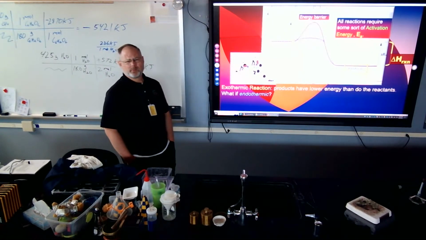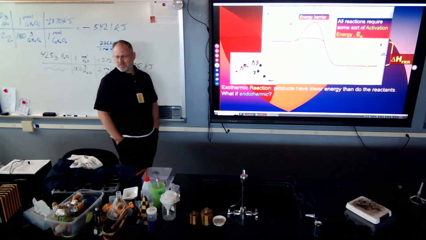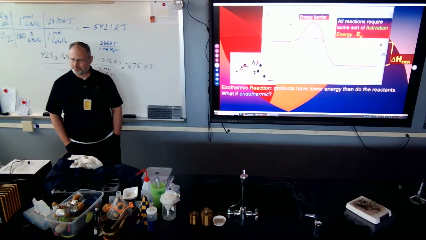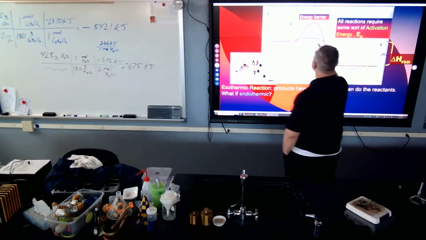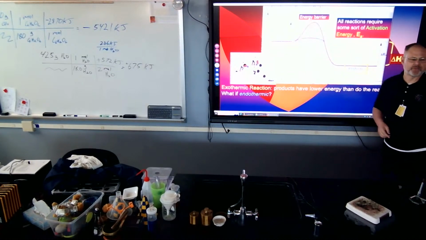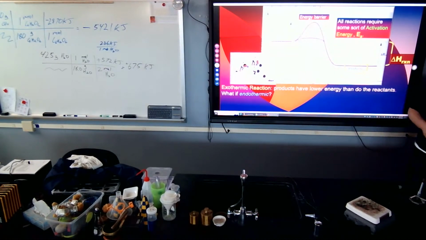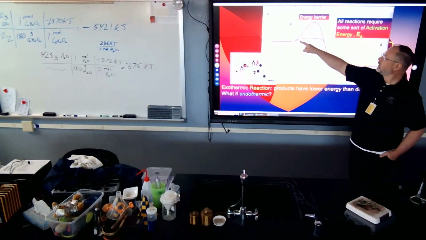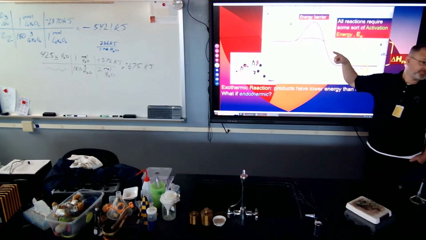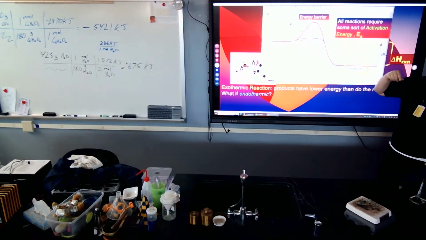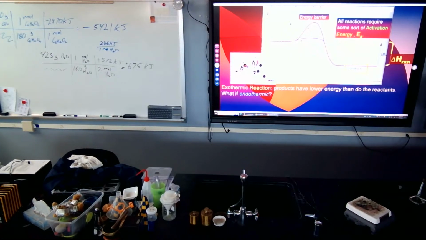You've probably heard about catalysts before. A catalyst is something that speeds the reaction up, and it does that by reducing the size of the hump. A catalyst basically creates a shortcut. So instead of going all the way around the mountain, we're just going to blow a hole right through the mountain and make a shortcut. A catalyst makes a much smaller energy barrier, so it requires less activation energy.